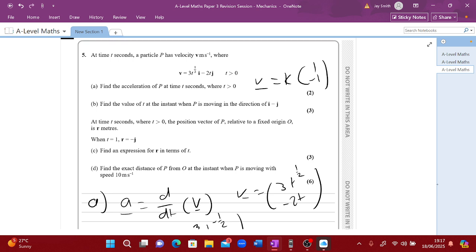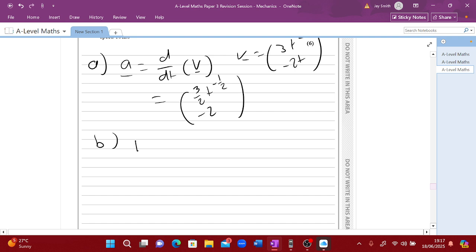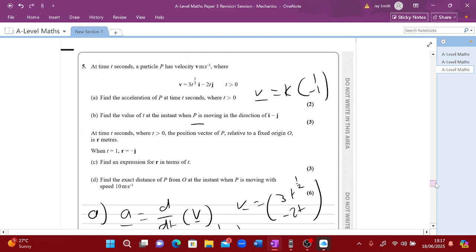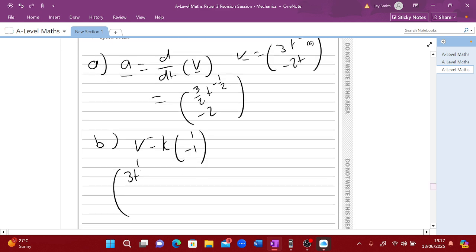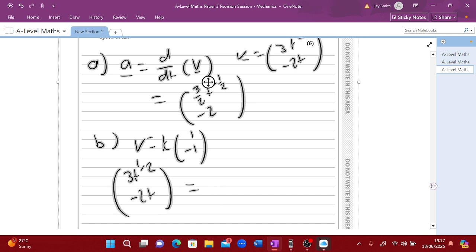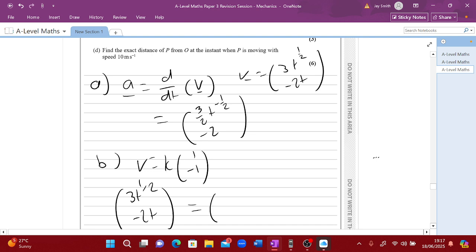Whenever you see a particle P moving in the direction of something, the velocity has to be parallel to that. And so we set up this equation where v is k(1, minus 1). But we know that v in general is 3t to the half and a minus 2t. And that's going to equal k lots of, well, we can bring the k in, that's going to equal k and minus k.